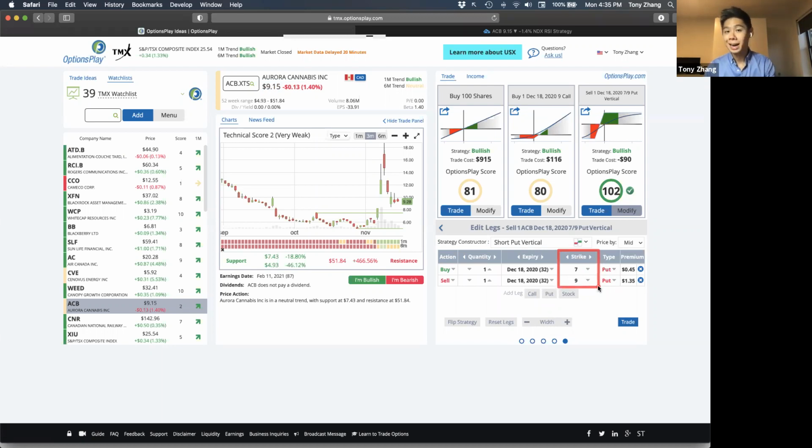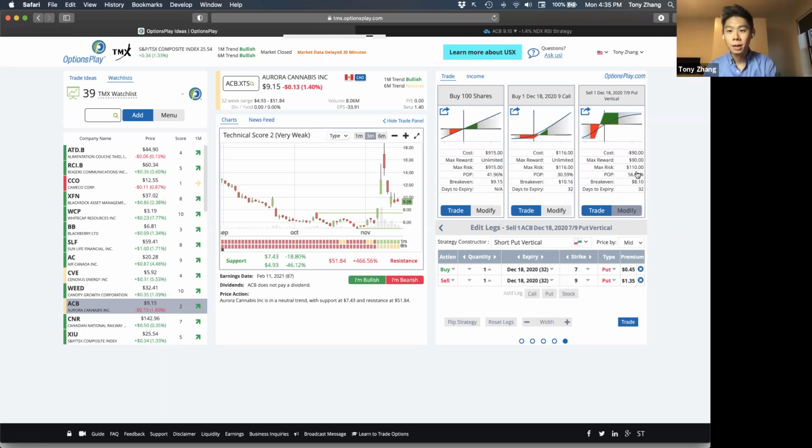We'll talk a little bit about how to select expiration dates and strike prices, but I just wanted to show you here that your maximum reward is $90. Your maximum risk is $110, because whatever you collect, the remainder of the vertical spread is your maximum risk. What you're trying to do is trade off collecting as much premium as possible while minimizing your risk as much as possible, okay?